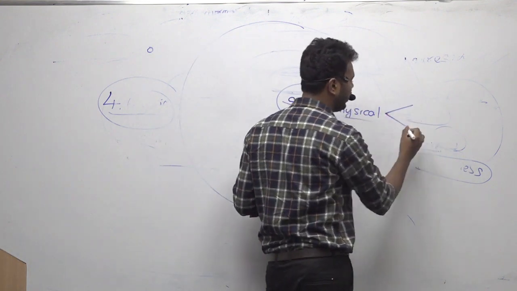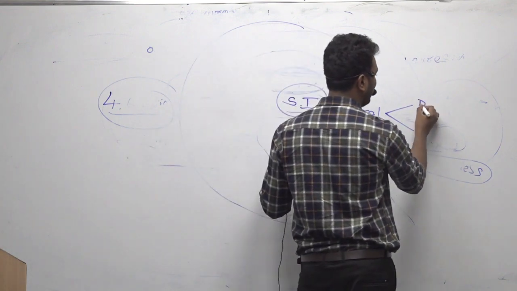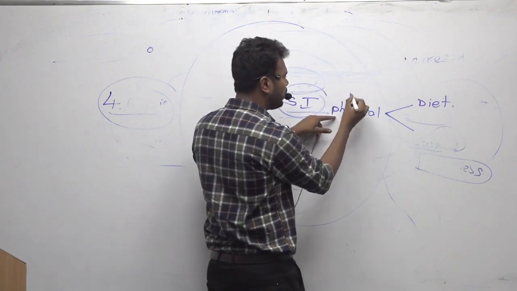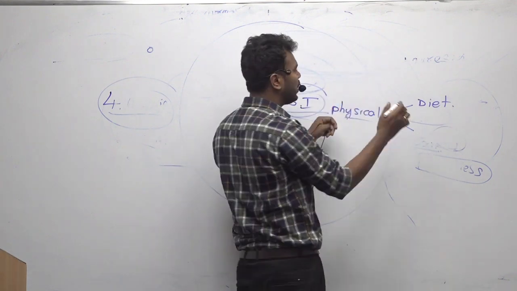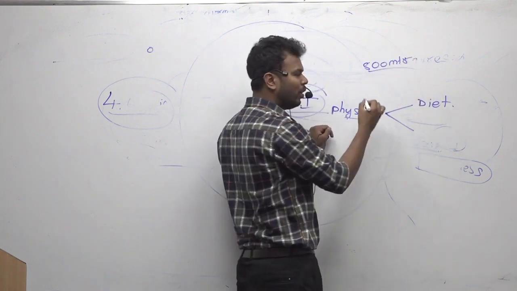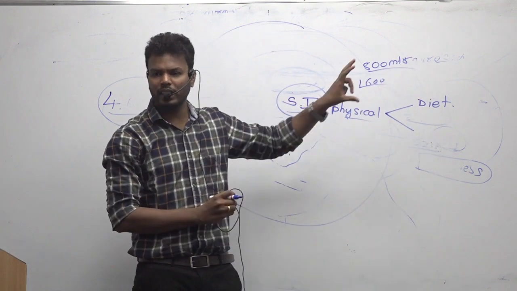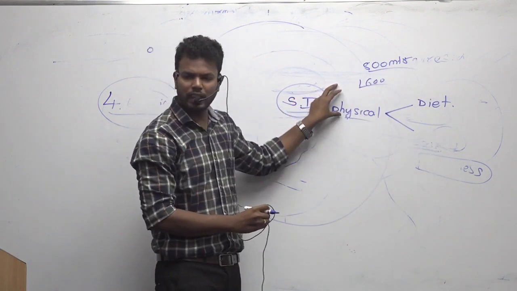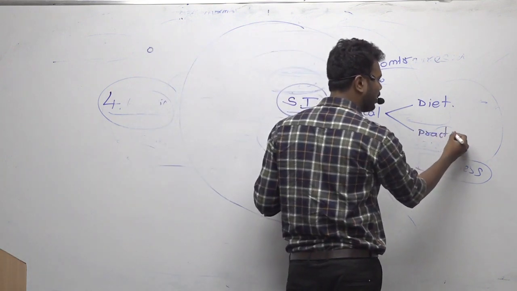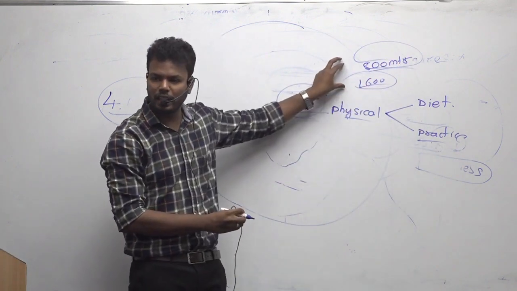For these physical events, two aspects are very much necessary. One thing is he has to go for a diet. See, physical events means in the examination he has to perform what? 800 meters or 1600 meters, some kind of race on the track. So that is the physical event. For that he has to practice, say 800 meters every day, 1600 meters every day.